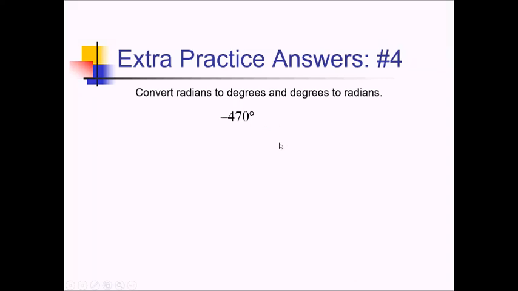For this problem, I'm trying to convert this angle into radians, so I have to multiply by pi over 180, and I have to reduce 470 over 180. I can definitely reduce those by tens, so that's 47 over 18, and 47 is actually a prime number, so we can't reduce this anymore. So then this is just going to end up being negative 47 pi over 18.